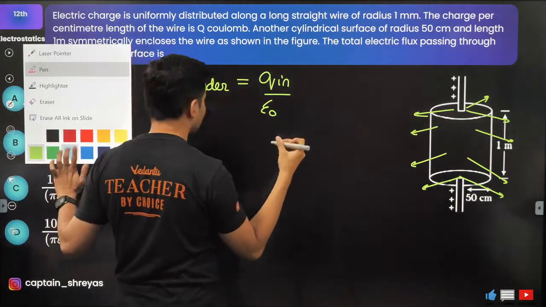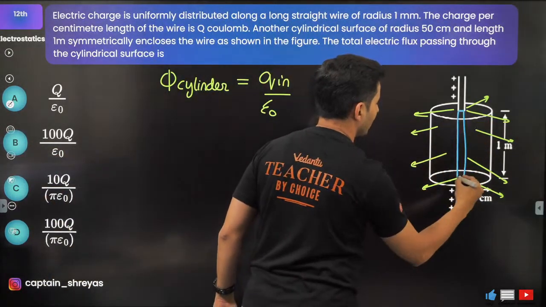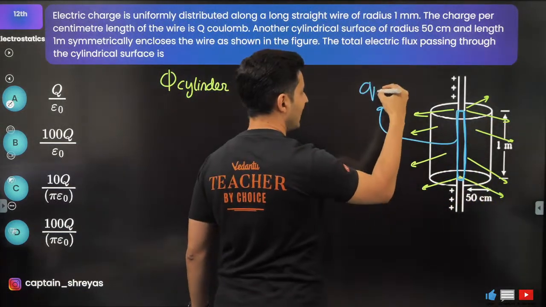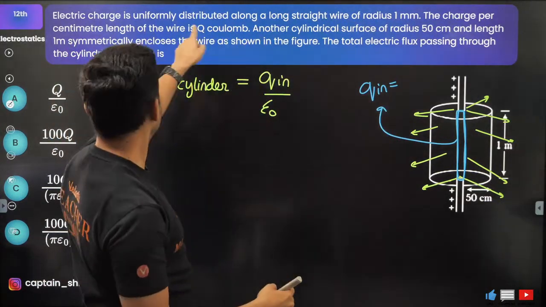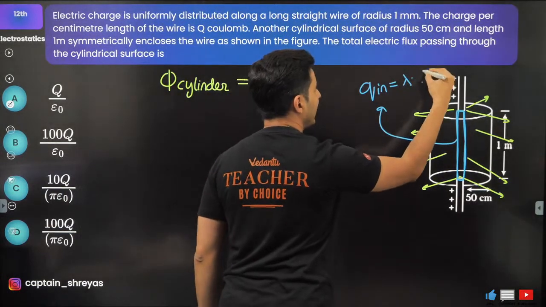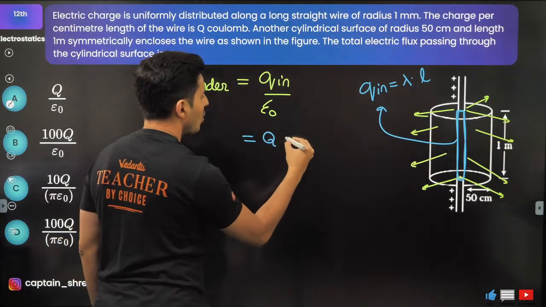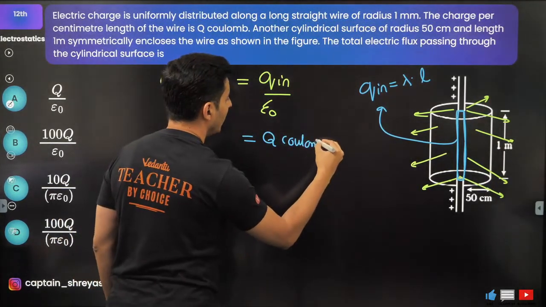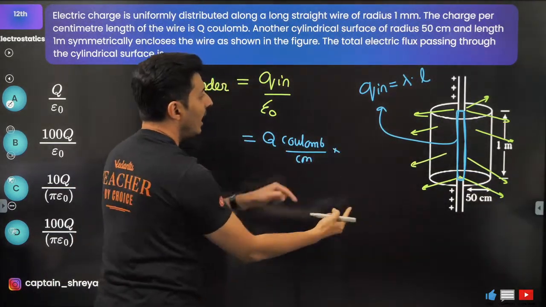So the question arises, how much charge is exactly there inside this cylinder? This charge which is there inside will be charge per unit length. Is it given? The charge per unit length is Q coulombs into the length of it. So that will be nothing but Q coulomb per centimeter into the height of that cylinder.